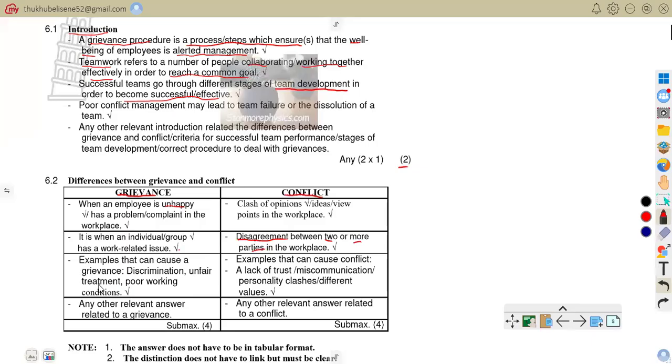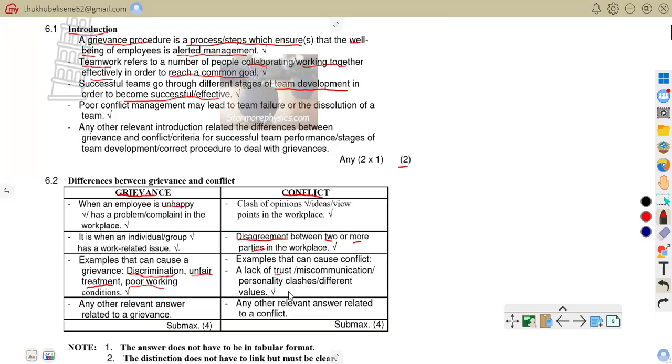Now we are given the examples. Under grievance, examples that can cause a grievance are discrimination. If you are not equally treated, you are discriminated against, maybe in terms of gender, race, and stuff like that. That can cause a grievance. Unfair treatment, if you are unfairly treated, and poor working conditions can also bring up a grievance.